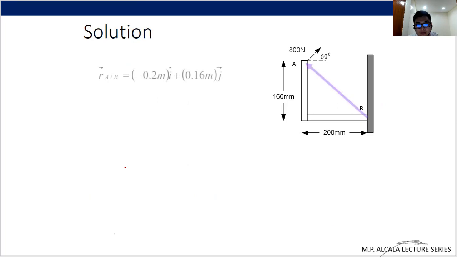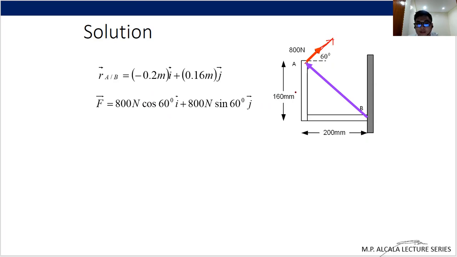Okay. So, very straightforward. The distance from A to B, cross product with the force vector, 800 Newton. Ano to? Cosine 60 degrees and then sine 60 degrees. Kasi yun yung force vector na ito, right? The X and Y components niya.